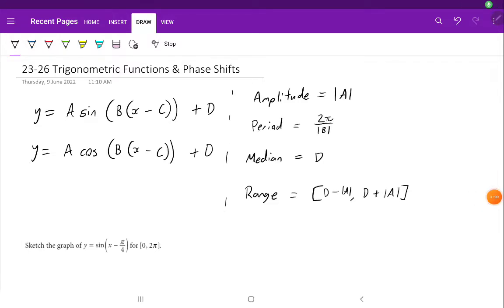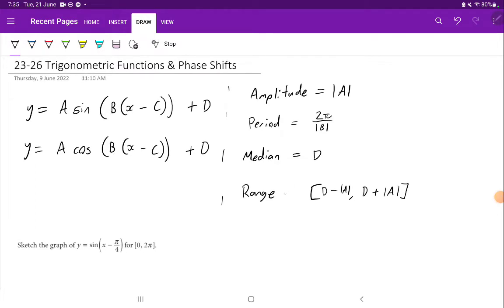Alrighty. So the amplitude is the absolute value of a, the period is 2 pi divided by the absolute value of b, the median is equal to d, and the range we can think of as being d minus the absolute value of a and d plus the absolute value of a, just meaning d minus the amplitude and d plus the amplitude. And I should make this a y as in. Alrighty, so that is basically a good sort of standing for these sorts of functions.